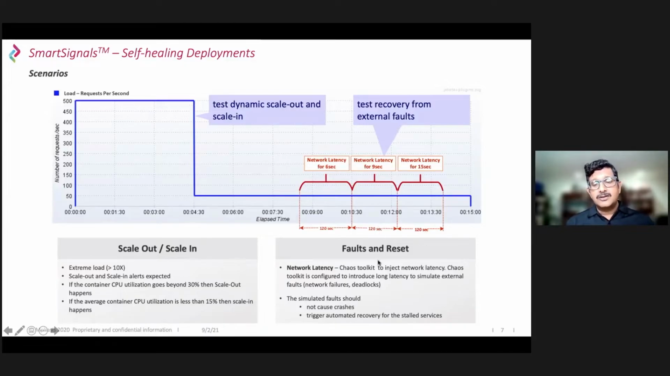The other scenario which we introduced is the faults and resets. This is where we use the Chaos Toolkit, where we introduce certain network latency. We talked about the multiple layers of services, and the check service will have delays responding to the account service. Now, how does the account service take it, and how does it resolve those?